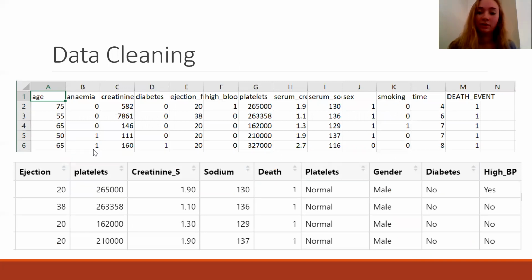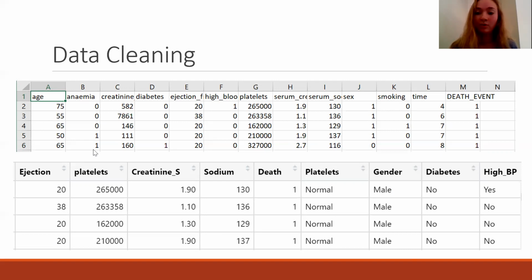The top table is what the data looked like in Excel before I imported it, and the bottom table is what part of the data looked like after I finished cleaning it. Overall, the data was pretty clean. I didn't have any problems with missing values or obviously incorrect values. All of the categorical variables that were the patient demographics were entered as 0 and 1, so I changed those to say no or yes.